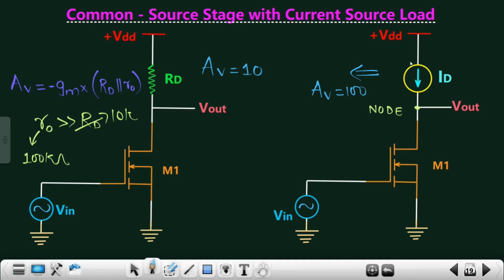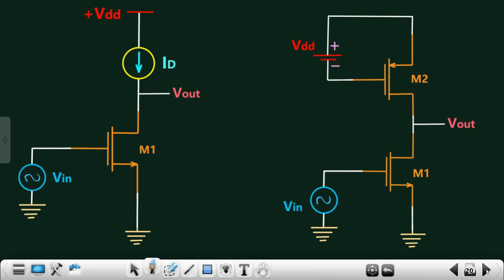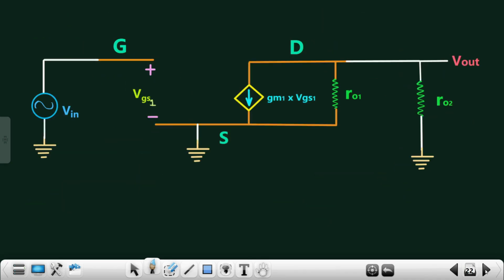But just by connecting a simple current source, you can easily achieve much higher gain as compared to this circuit. Not necessarily 100, I have just given you a rough example so that it's clear in your mind. I hope this part is crystal clear, and that's the advantage we get with the current source load. We have not seen the actual simulation yet. We'll see that, so don't worry, but that's the overall idea.